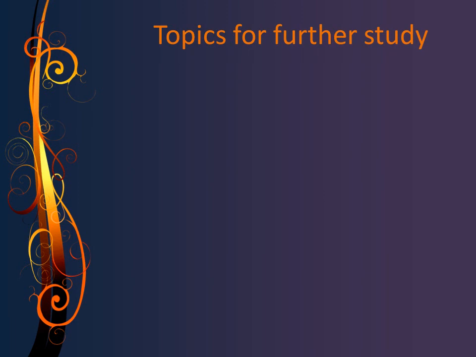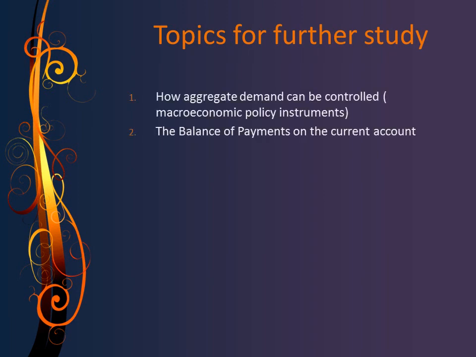Topics for further study could include how aggregate demand can be controlled, such as macroeconomic policy instruments, which include fiscal policy, monetary policy and supply side policies. You could also research into the balance of payments on the current account to help your understanding further of the circular flow of income.